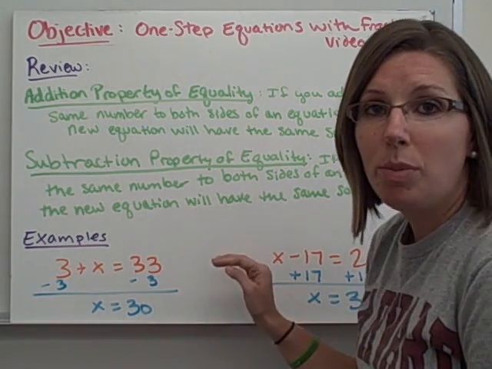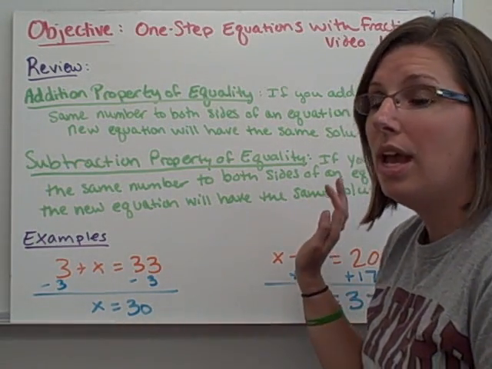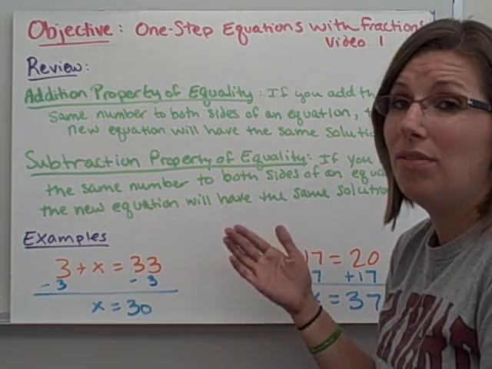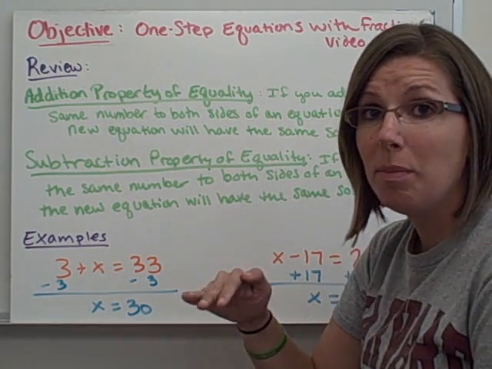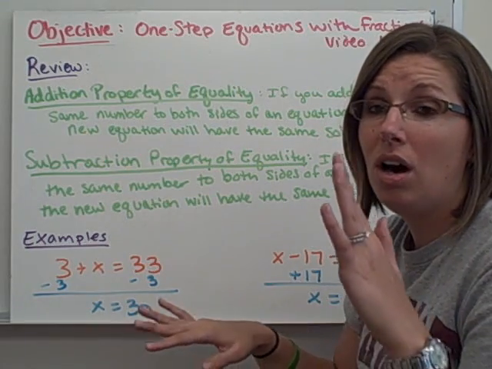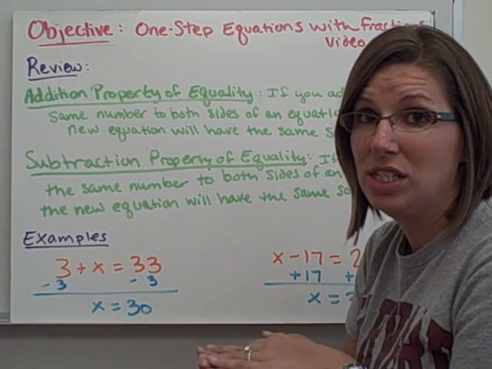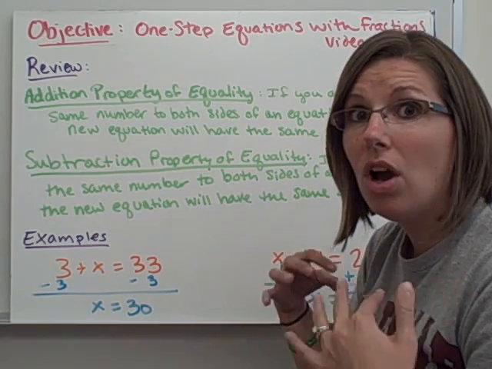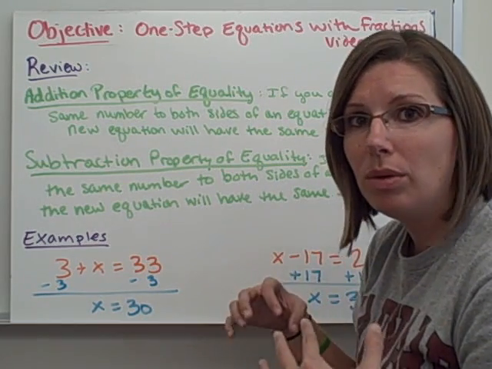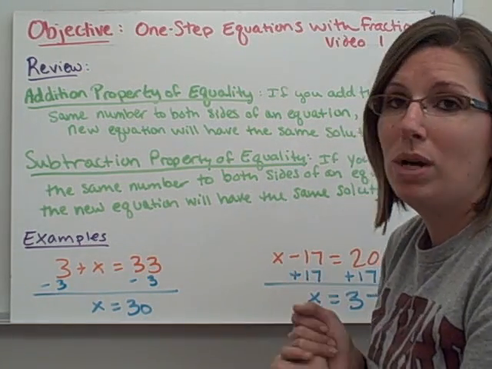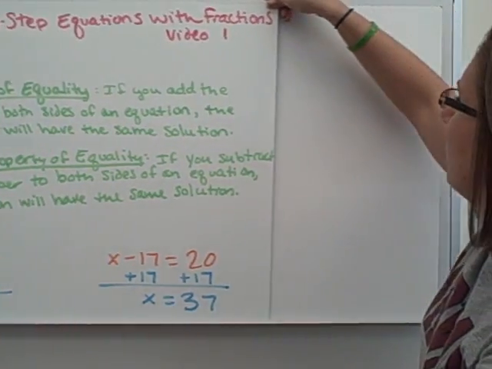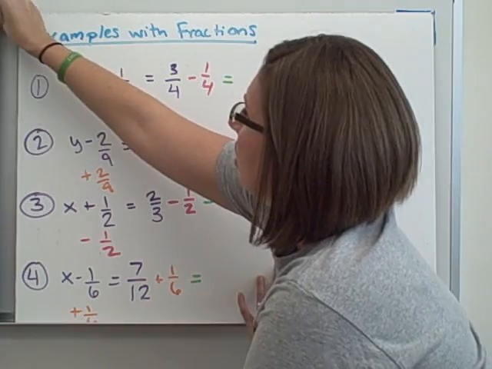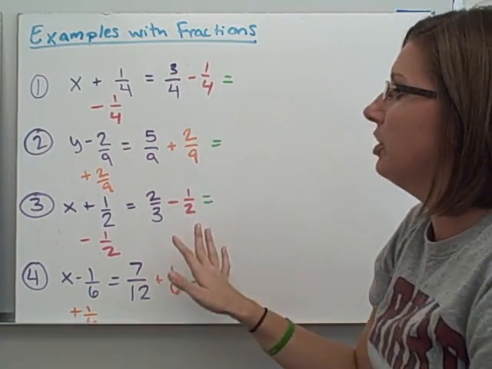We're going to use these properties of equality and apply them to equations that involve fractions. So we're going to have to take what we know about solving one-step equations and put on top of that what we know about fractions. So our brain is going to be working really hard to remember all of our rules to solve one-step equations with fractions.